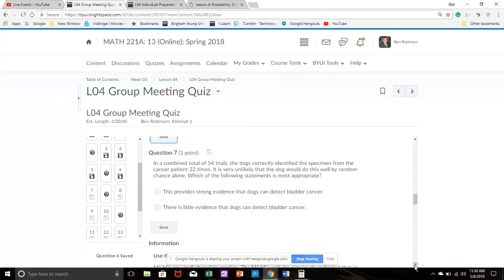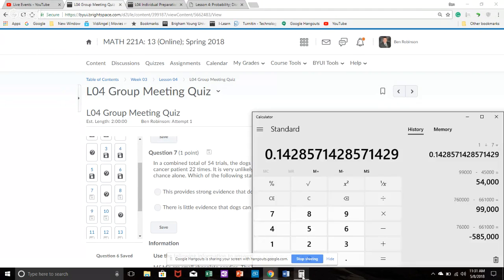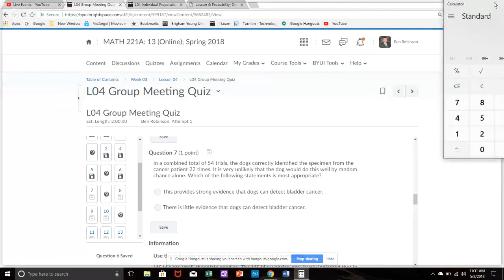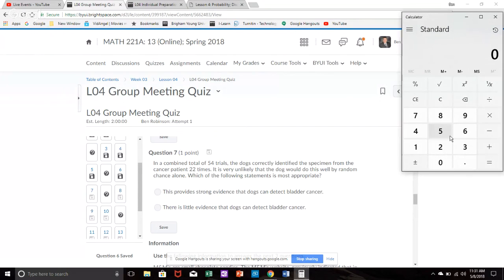Okay. In a combined total of 54 trials, the dogs correctly identified the specimen from the cancer patient 22 times. It is very unlikely that the dog would do this well by random chance alone. Which of the following statements is most appropriate?